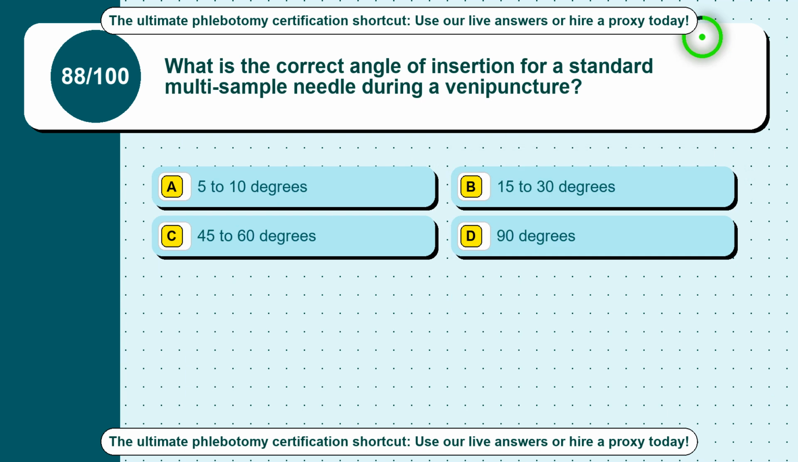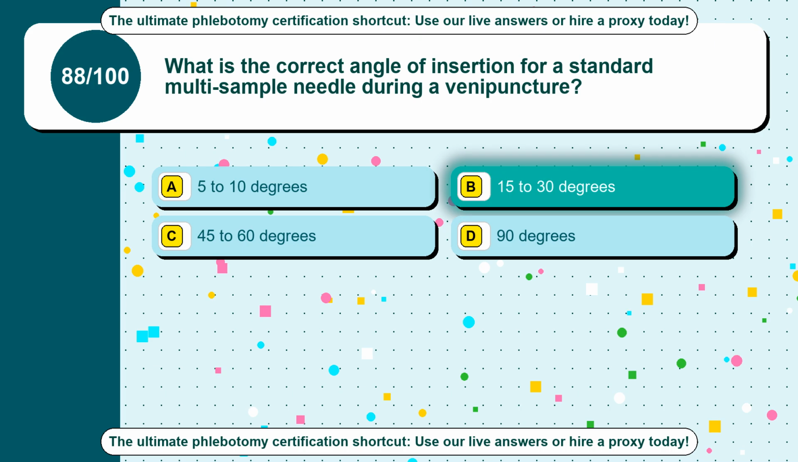Question 88. What is the correct angle of insertion for a standard multisample needle during a venipuncture? Option A, 5 to 10 degrees. Option B, 15 to 30 degrees. Option C, 45 to 60 degrees. Option D, 90 degrees. The correct answer is option B, 15 to 30 degrees.